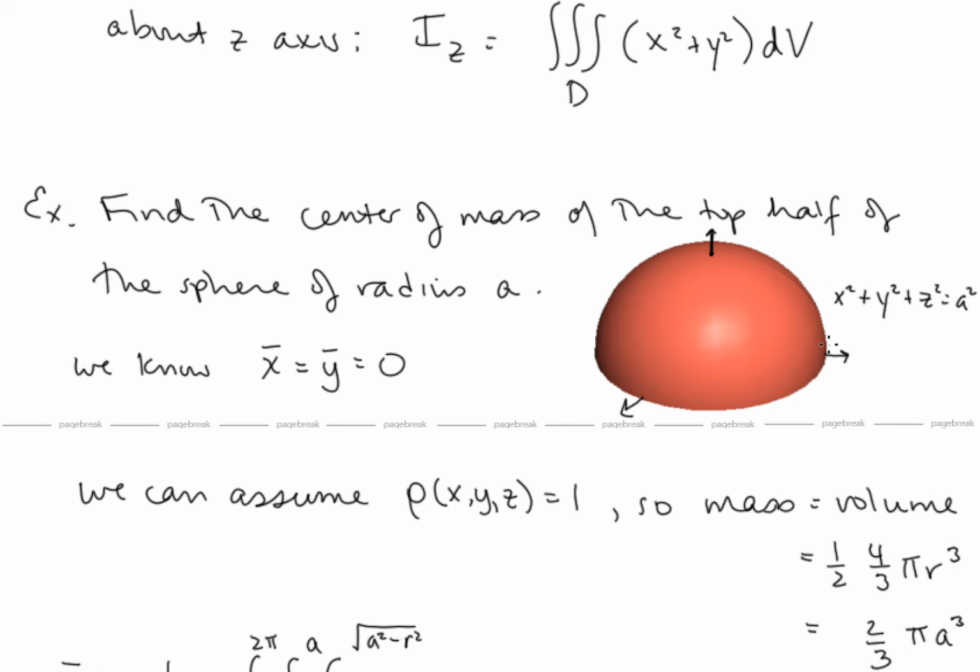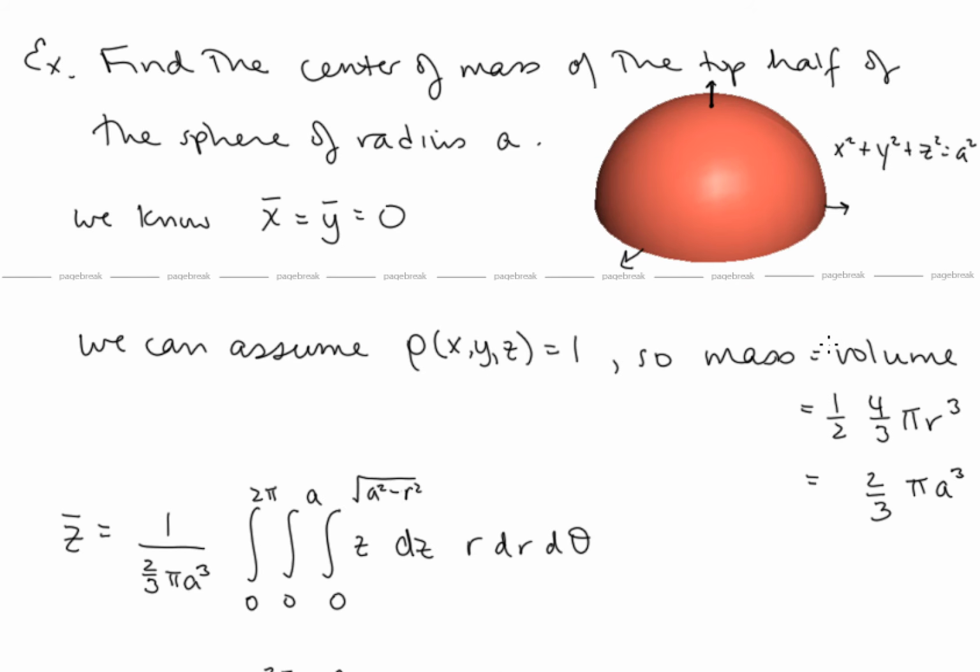So let's take a look at an example. Let's find the center of mass of the top half of the sphere of radius a. Now we're talking about the center of mass, and based on the symmetry of the top half of the sphere, we realize that the x-coordinate and the y-coordinate should both be equal to 0. So really the question here is, what's the z-coordinate for the center of mass?